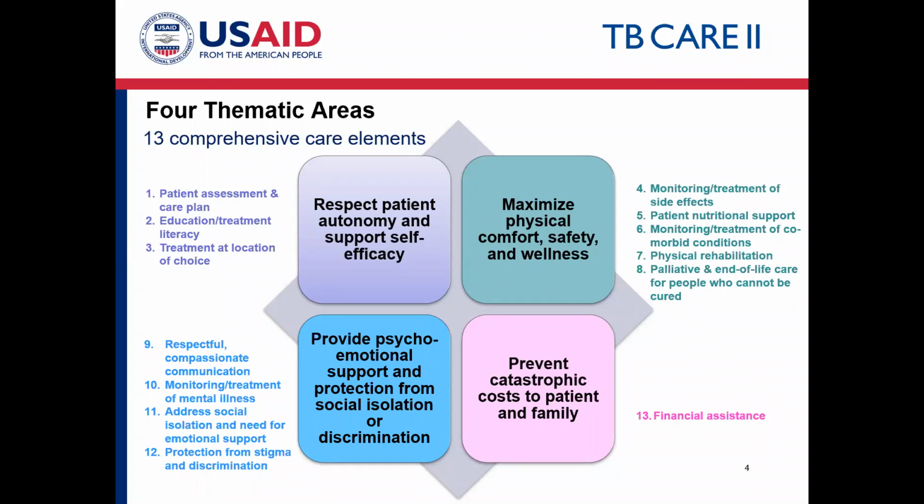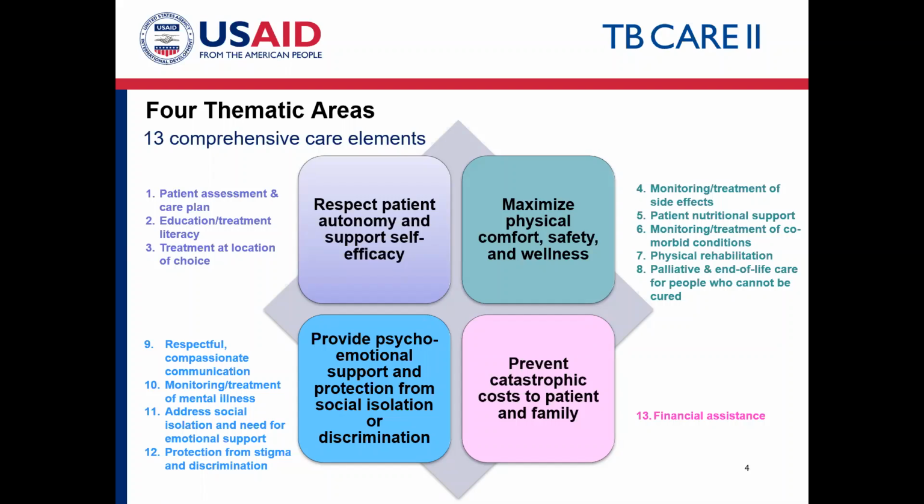So then we move on to psycho-emotional support, and under that we have 4 different elements. First is respectful, compassionate communication, and we're really talking about between providers and patients. Monitoring and treatment of mental illness, especially depression, which often affects people who have multi-drug tuberculosis. Addressing social isolation and the need for emotional support through creating peer groups, one-on-one counseling, etc., and protection from discrimination and stigma through legal means and through education and outreach to the community. And Princess is going to talk a little bit about that element and how they implemented it in South Africa.